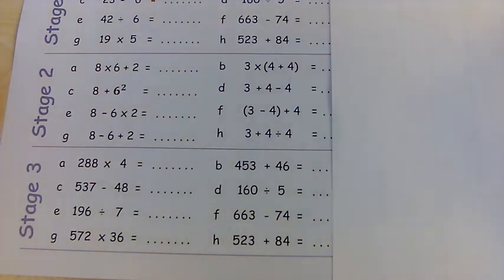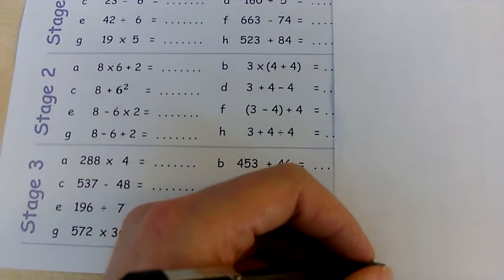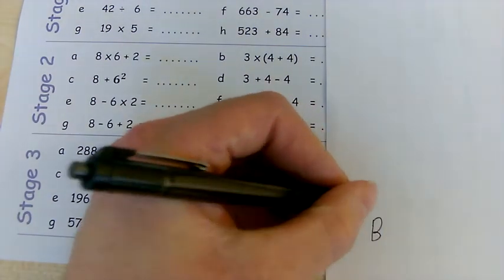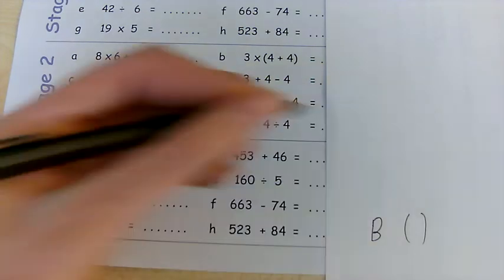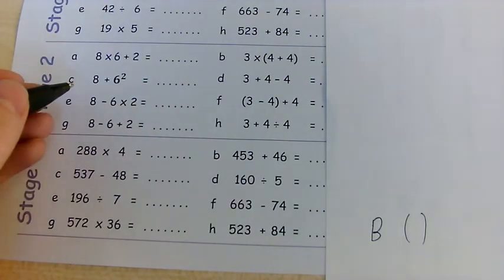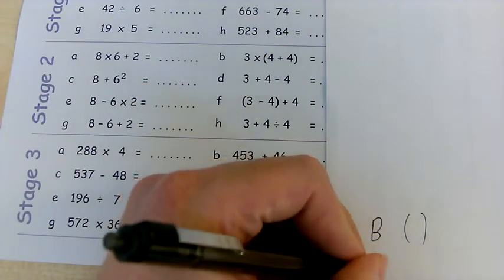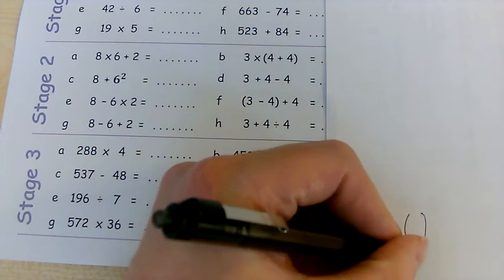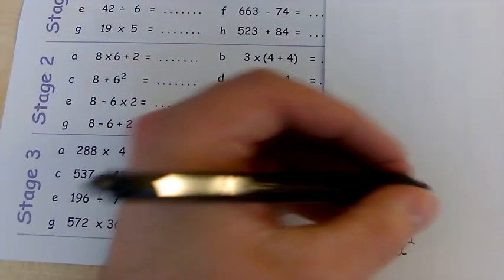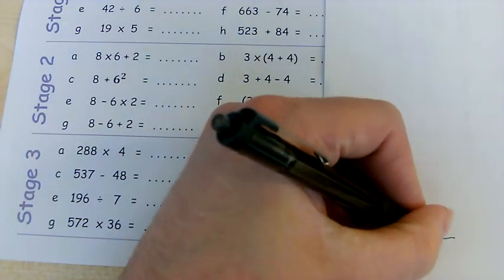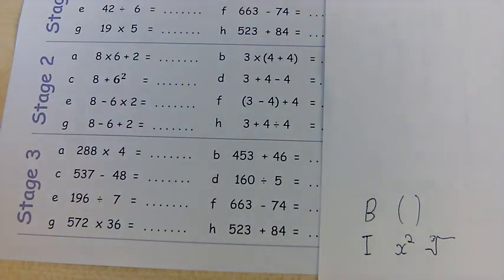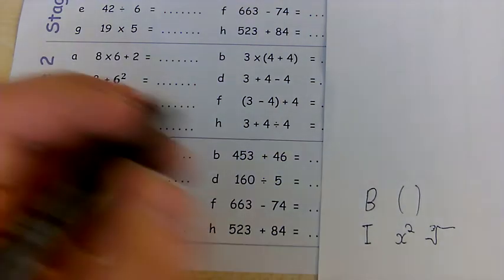Right, this is Minter Maths Stage 2, which involves BIDMAS. So the first thing to note with BIDMAS is we've got B, which is our brackets. So if there's any brackets in the calculation, we'll do those first. I is your indices, so that might be a squared, it could be a square root or a cube root, anything like that. We'll do it before anything else.